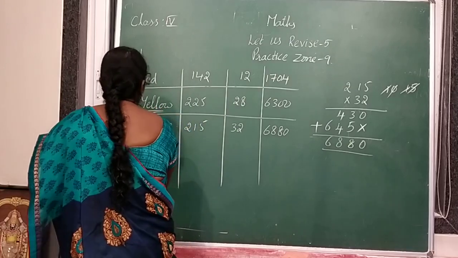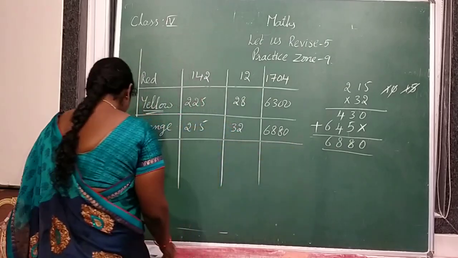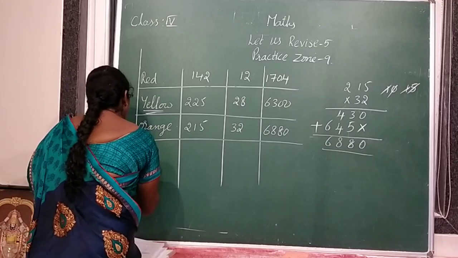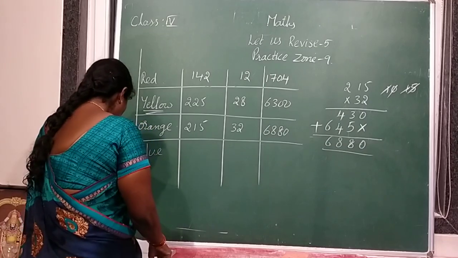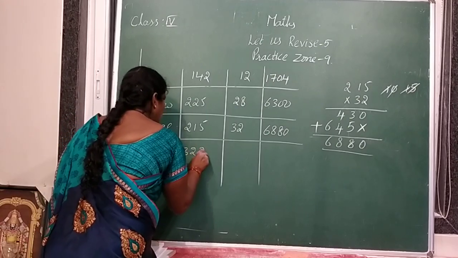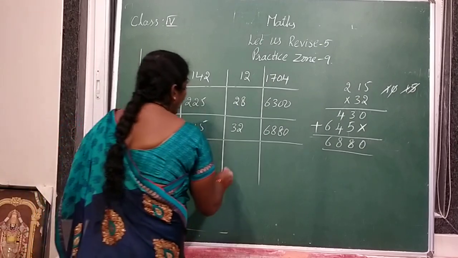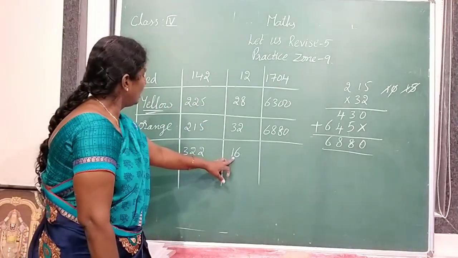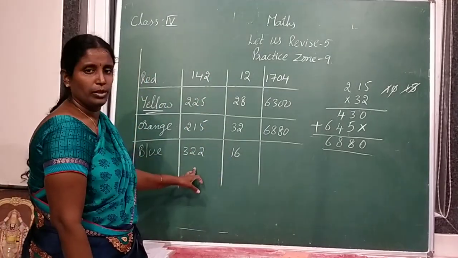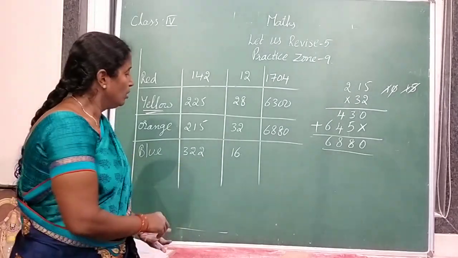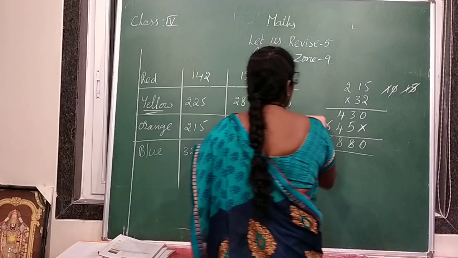6,880 orange color pencils are there. And next, blue. In the blue color boxes, in each box 322 pencils are there, and there are 16 boxes. So total how many pencils?